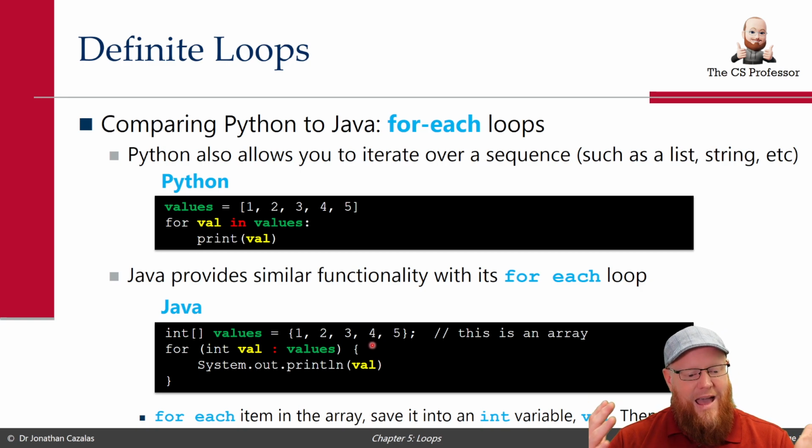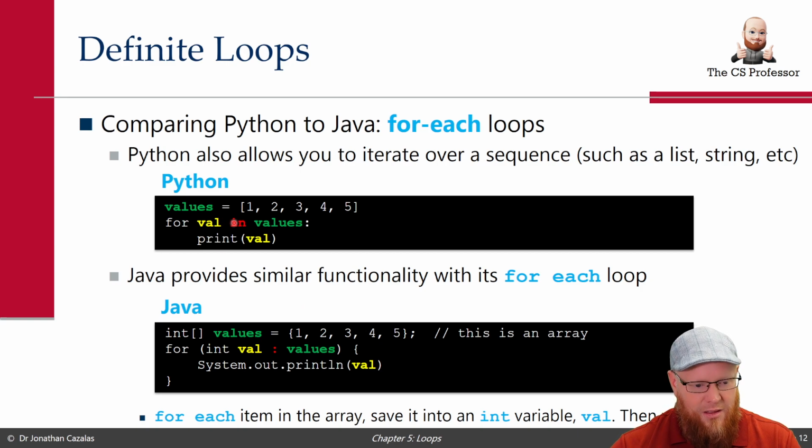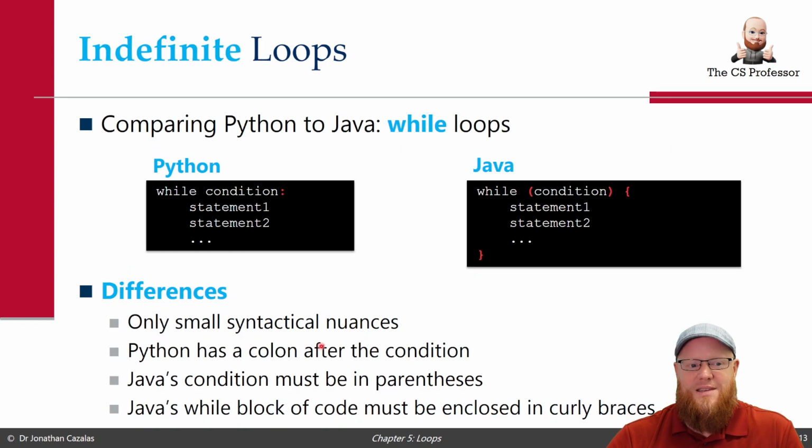And even if I didn't give any explanation, it's pretty clear what's going on. Instead of having this word in, we have a colon. And what did I say? We're taking every single value from this list and we're saving it into a temporary variable called val. Well, every single value from this array of values is being saved into a temporary variable in Java called val. The difference is now we need to declare that variable as an integer. That's it. That's the difference. How simple and how easy this is.